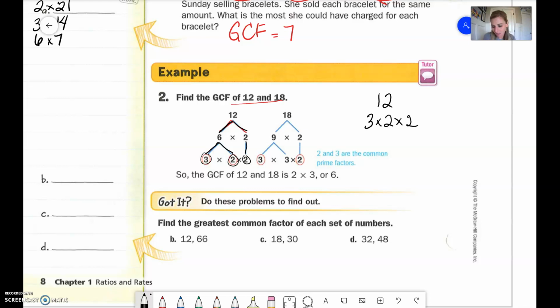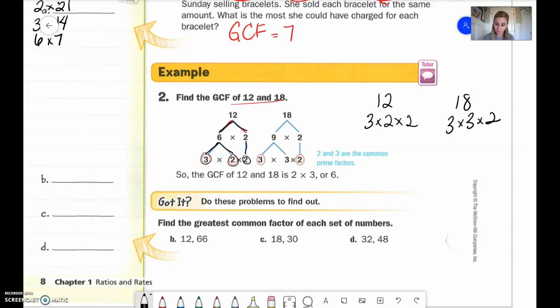And if we do that math, what's 3 times 2? 6. What's 6 times 2? 12. It gets us back to that number. So this is called prime factorization. So now they did it with 18. And they noticed when they got it to 18, the prime factorization was 3 times 3 times 2.